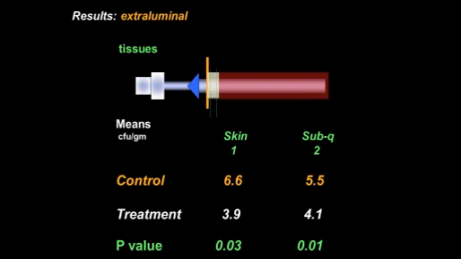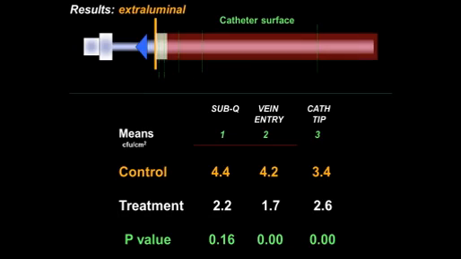From the biofilm analysis, we analyzed both the tissues at the skin level and also at the subcutaneous level, and you can see that there was a significant reduction in biofilm formation in the tissue spaces. On the catheter surface, again, we see a dramatic reduction both at the vein entry and the catheter tip position on the catheter surface itself.